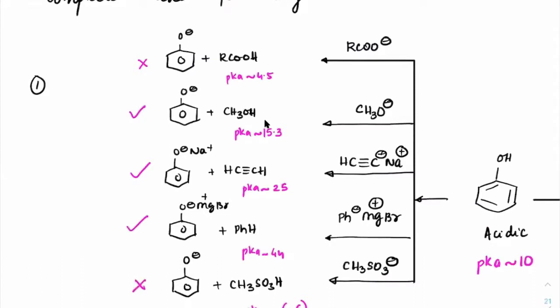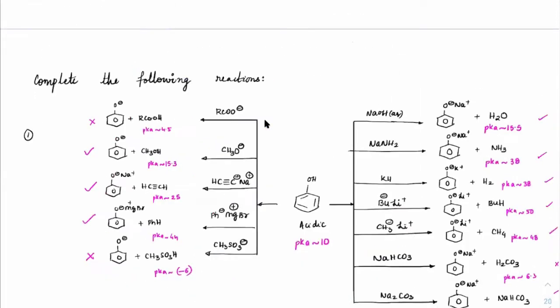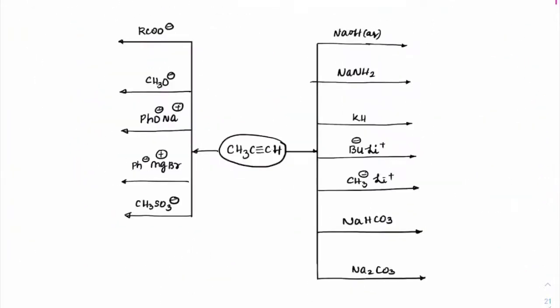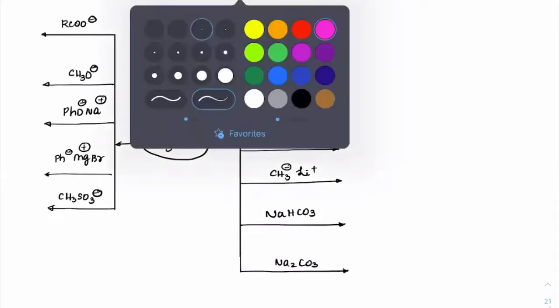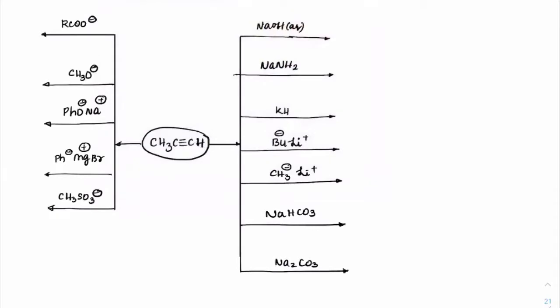So I hope all of you understood this point. Okay, make a note, everyone. Now in this case, if you see acetylene when you treat with NaOH, first we'll write the expected product and we'll see whether it is feasible or not.